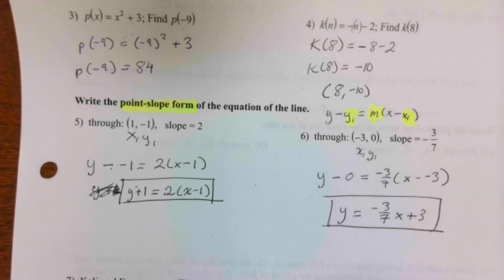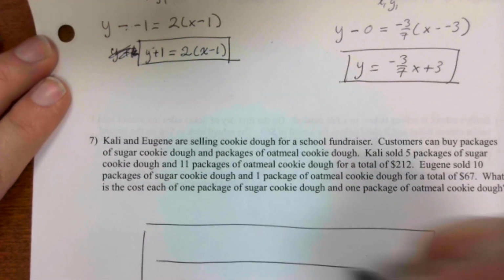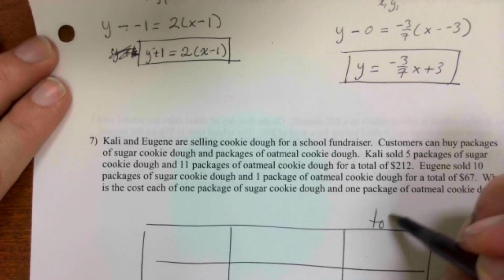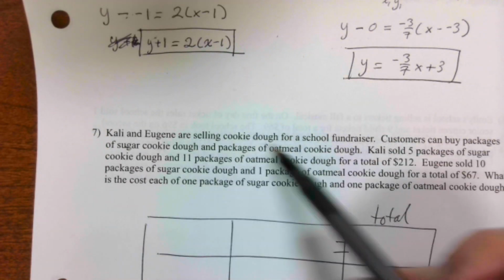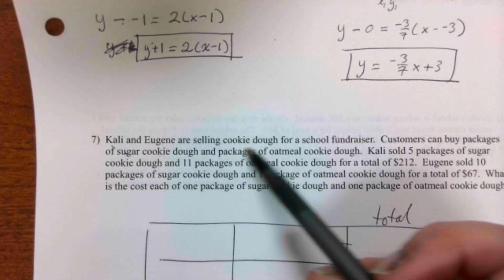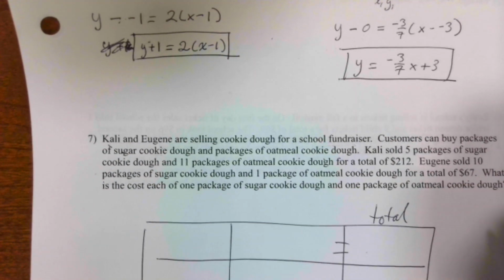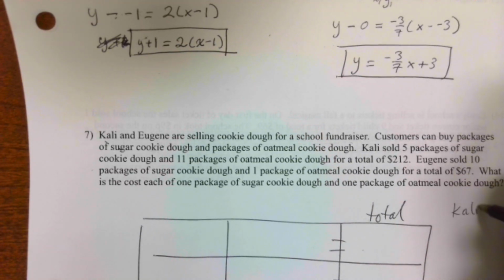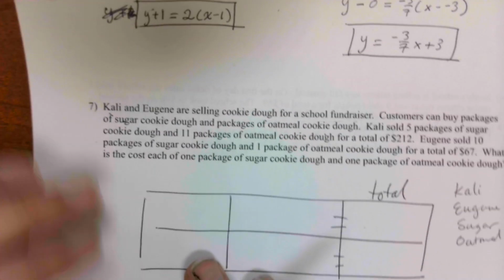Okay, then we're going to solve the story problem. Always total. Alright, we've got Callie and Eugene selling cookies for a fundraiser. They can buy a package of sugar and oatmeal. So here's what I already know some things are. I know some of my labels are getting Callie and Eugene. We're going to have sugar, and we're going to have oatmeal. So it's looking to me, we got to figure out where the labels go.